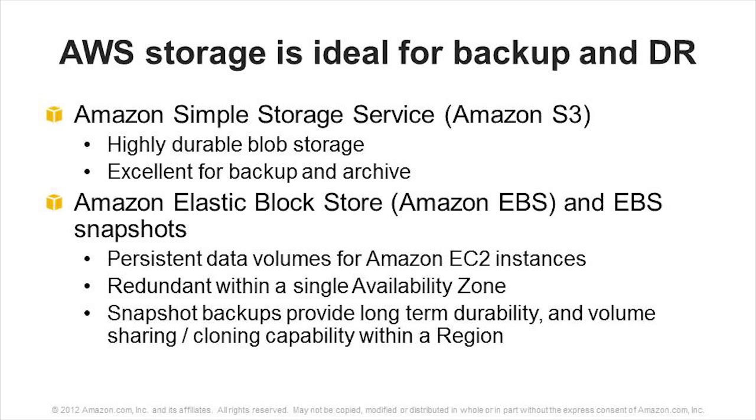Let's start by talking about storage. Our different facilities are designed for different types of backup and disaster recovery. The first one, Amazon S3, is designed to offer very highly durable blob storage. By highly durable, I mean we've designed this to offer 11 nines of durability. That means if you store 10,000 objects with us, we expect to lose one object about every 10 million years or so.